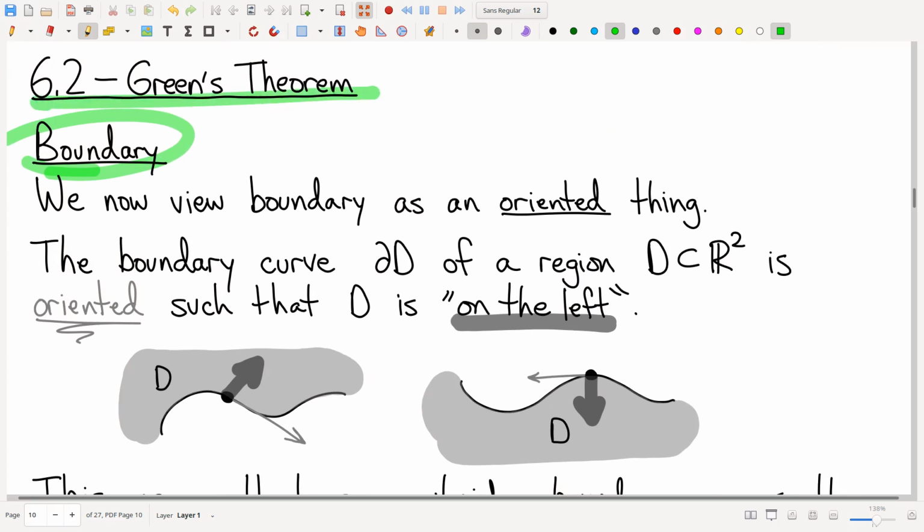It relates to Green's theorem. We're going to start by talking about what we mean by boundary. So here we go.